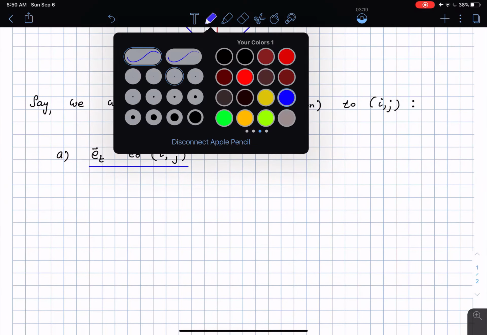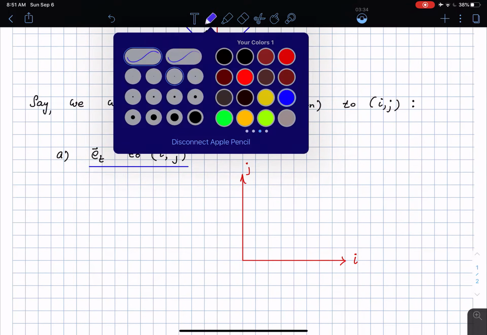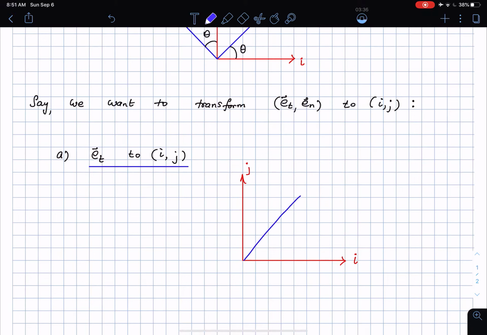Let me take the ij frame. The frame that you want to transform to, you just draw as it is. So this is the ij frame. This is i and this is j. Then I have the et, which I'm going to be drawing in this particular manner. So this is going to be et, and the angle between the two is known to me as theta.